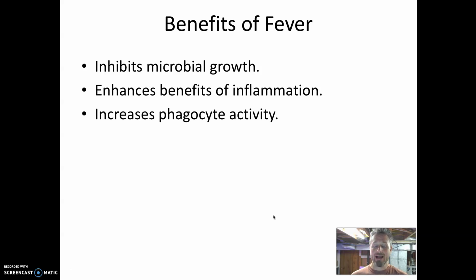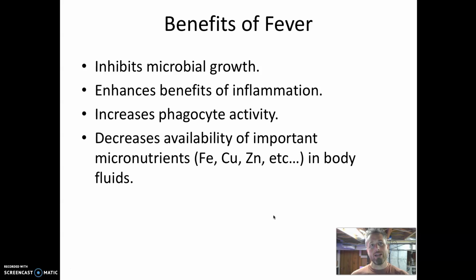So by inducing a fever, we slow down the growth, we make inflammation work better, and we make our phagocytes work better. All these things are going to start contributing to really knocking down that infection. There's one more benefit we'll talk about, and that is that when our body temperature goes up, some micronutrients that are available in our body, things like iron, copper, and zinc, they actually become less available to the microorganisms.